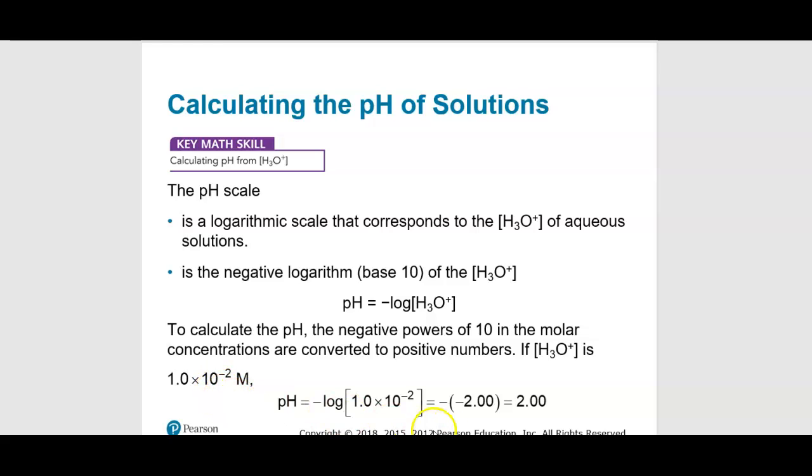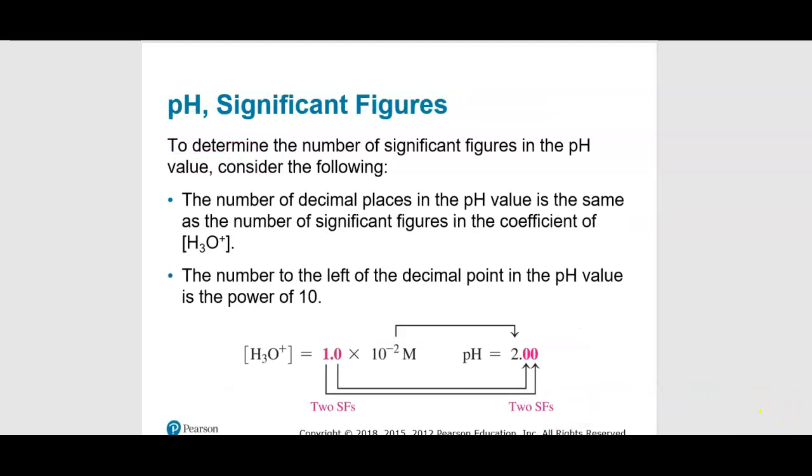In this case, your logarithm is minus 2, so the negative log is 2.0. So remember, there's that conversion, there's that changing the sign of the logarithm of the hydronium ion concentration. So let's look at this.